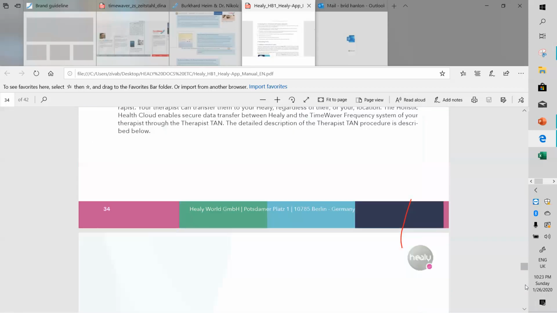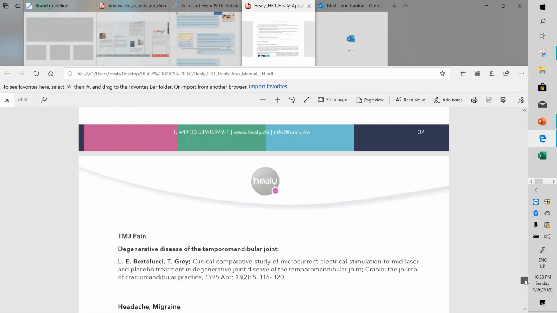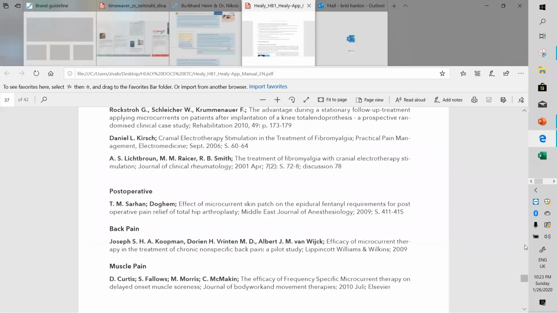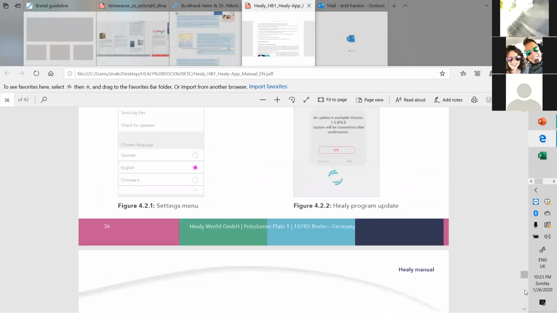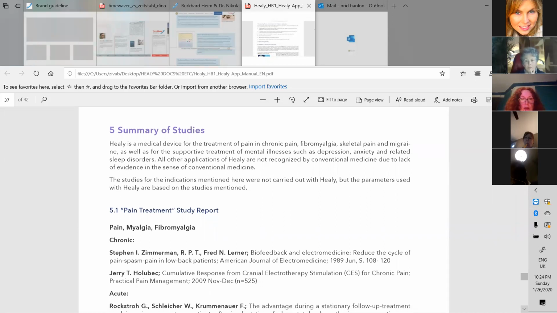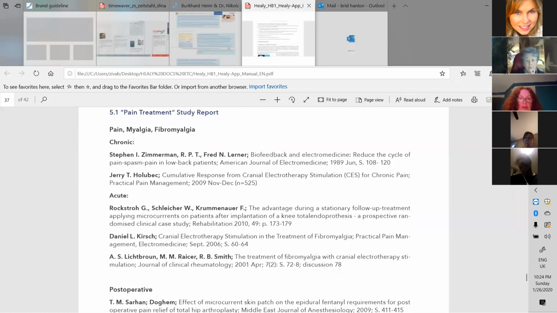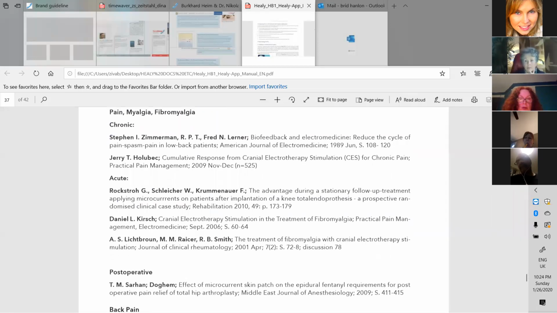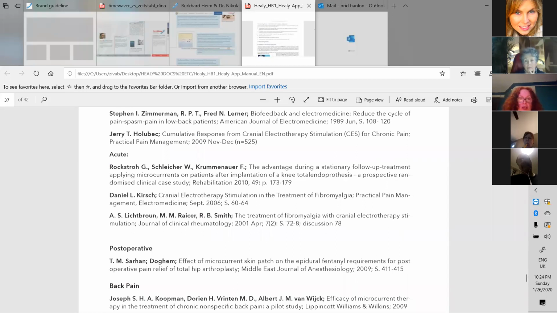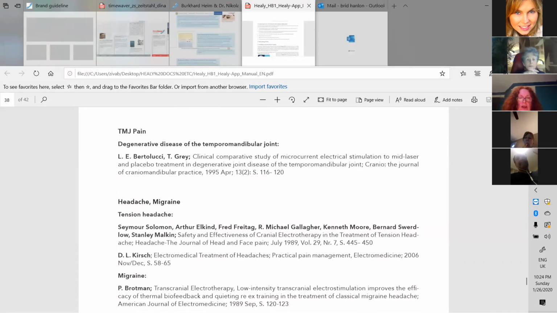In the manual of Healy, the studies that are cited are the ones which Healy, Timewaver, produced in order to be certified as a medical device in Europe. Just quickly go through them here. So lots of studies on the reduction of pain through biofeedback and electromedicine, through cranial stimulation for chronic pain, cranial electrical stimulation. We'll see in a few moments which programs in Healy use that form of treatment. Lots and lots of studies here showing the effectiveness of microcurrent stimulation.